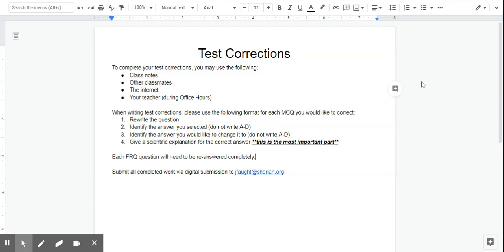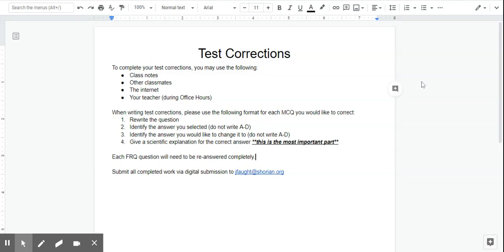For the FRQ questions, I'm going to ask that you rewrite them entirely. If there are certain parts of the questions you find that you did fine, that's okay. But if there are other portions of other questions that you would like to redo, then I'm going to need the entirety. Even if it's a small correction, maybe you used the incorrect word or something along those lines, I'm still going to ask that you rewrite them completely.